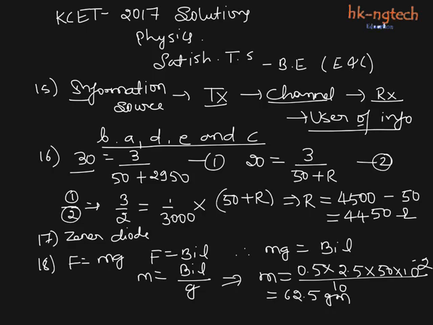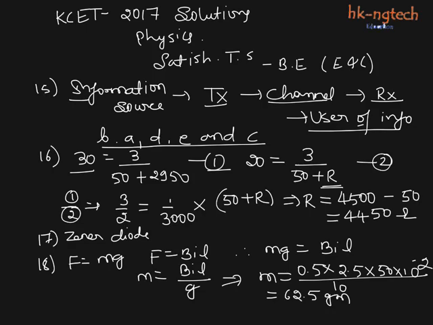If I use the voltmeter formula, that is I is equal to V divided by R plus RG, I'll get 30 is equal to 3 divided by 50 plus 2950. This is equation number 1. In the second equation, current I must be equal to 20 divisions, 20 is equal to 3 divided by 50, where 50 is the galvanometer resistance, that would be the same, and R is the series resistance that has to be connected with the voltmeter.